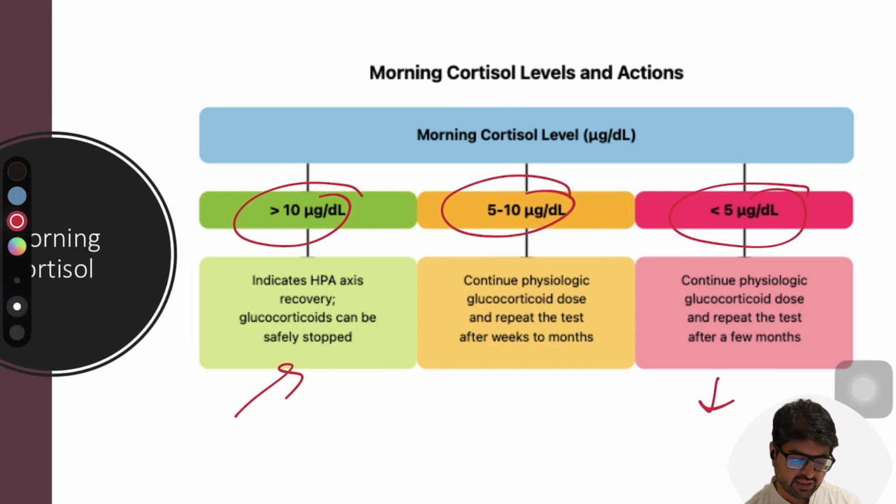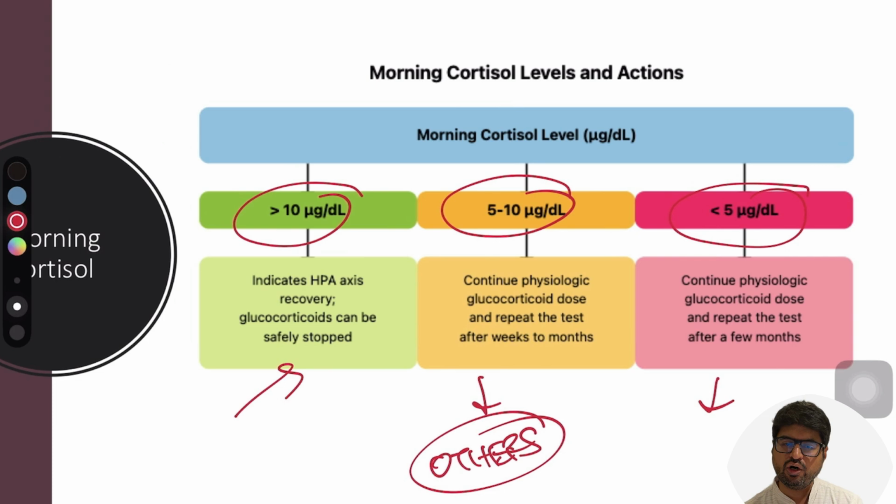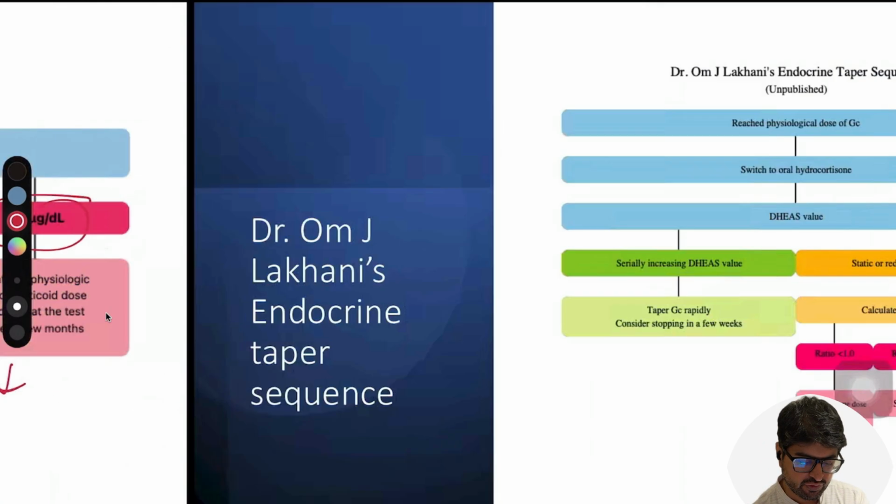If it is between 5 to 10, this is where you can take a judgment call, depending on the clinical status of the patient and other things. Here you can use other tests also. You can use something like an ACTH stimulation test, or you can consider using DHEAS. These are some useful tests for measuring in-between levels. So this is how you typically do it.